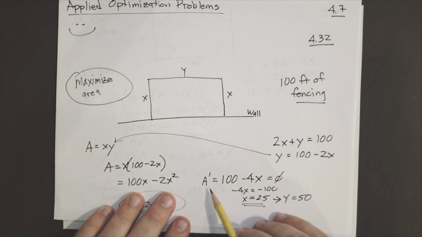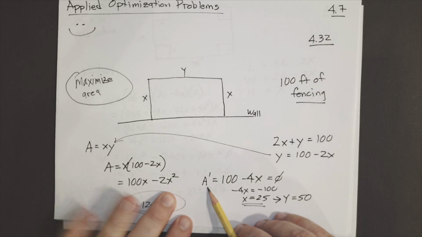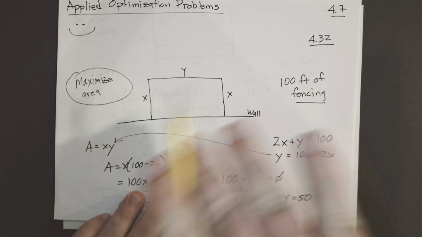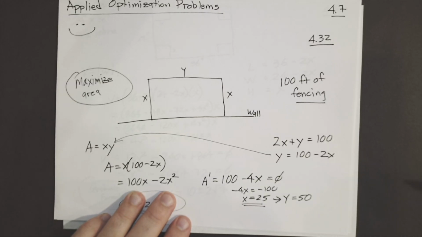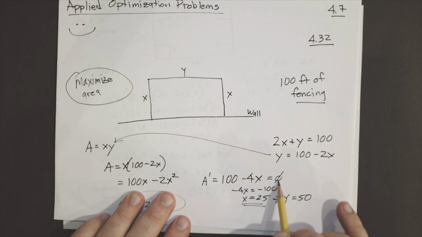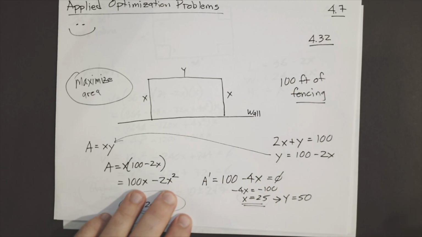Then I'm going to take the derivative of that. So A prime, area prime. And just like we did before, when is that value a min or a max? When is that slope equal to 0? So here's the function, 100 minus 4x equals 0, and we solve for x, and I get x equals 25.